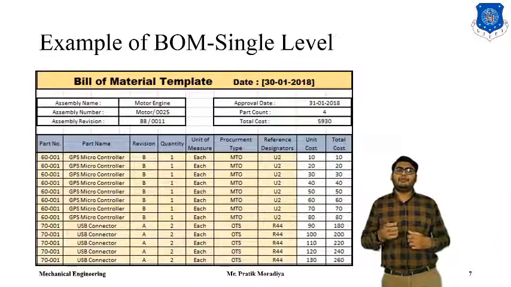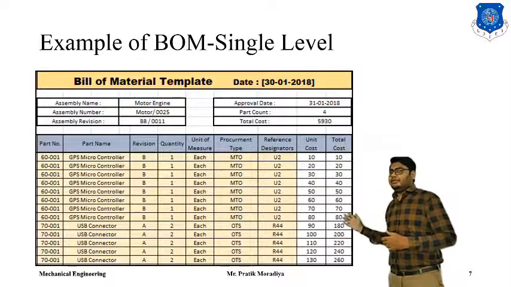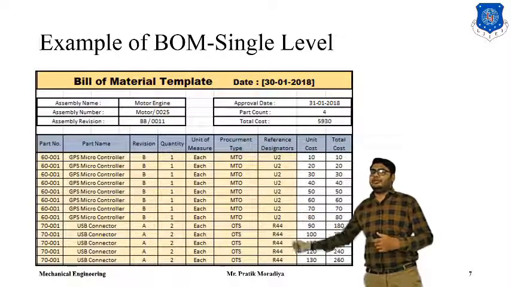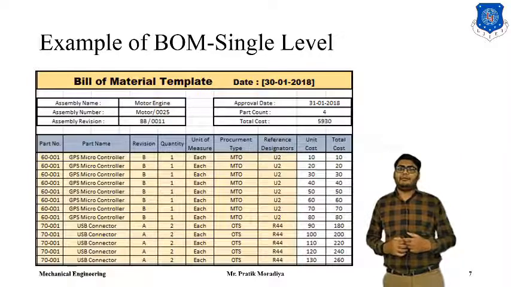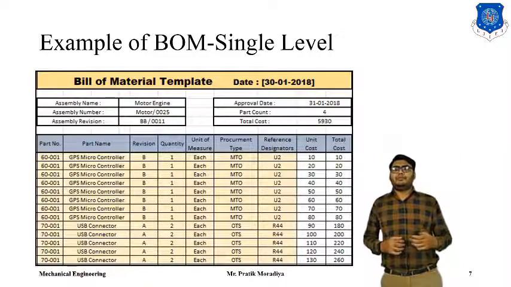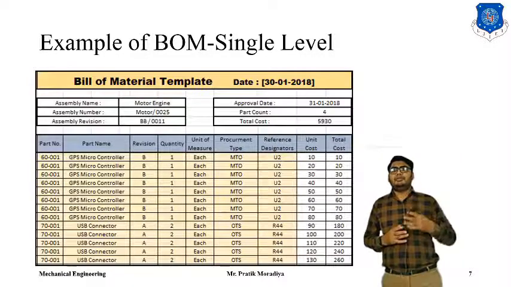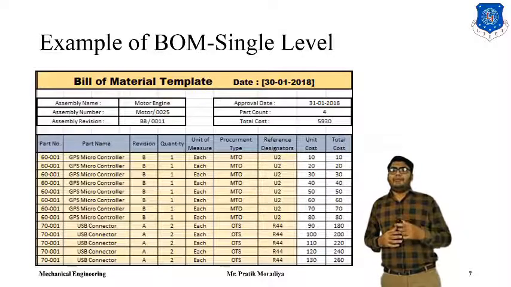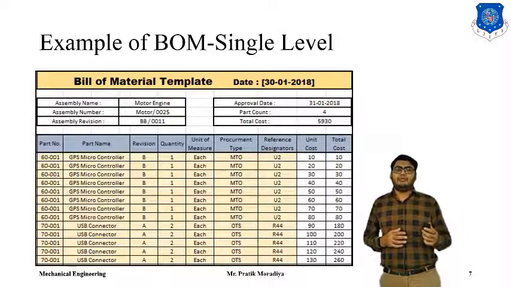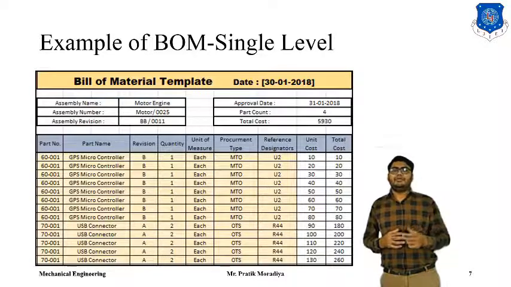Also, there will be procurement type. Here there is a column of procurement type. What does this mean by procurement type? It is how the product will be procured. It is MTD, that is made to demand, or it is OTS, that means ordered to supply. So it will be there.